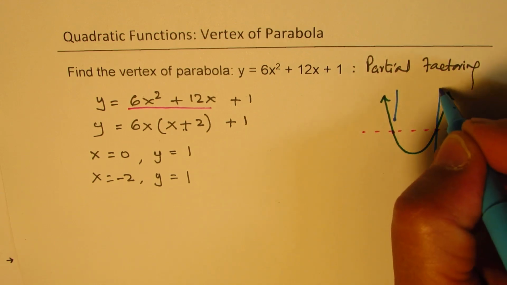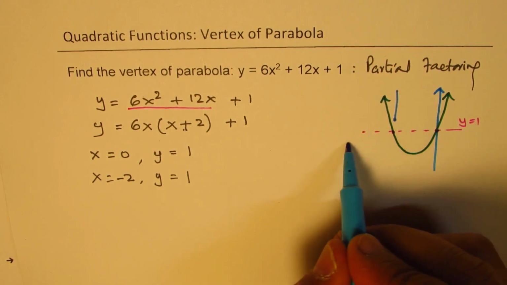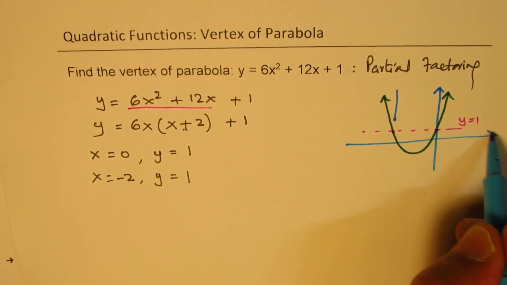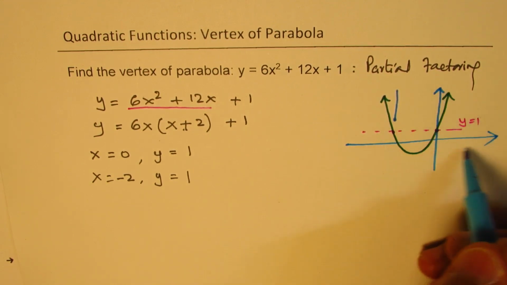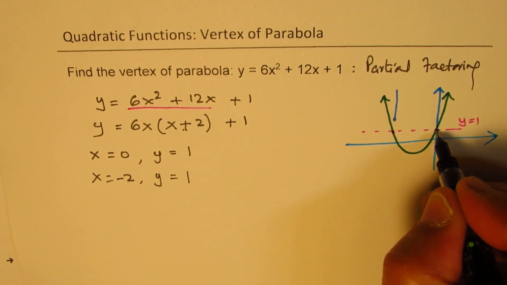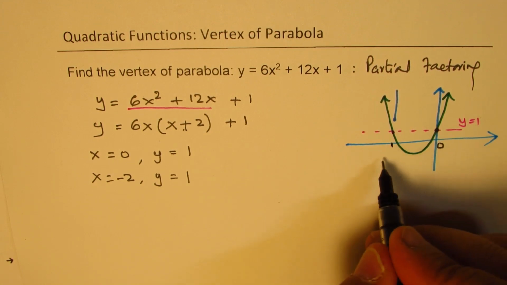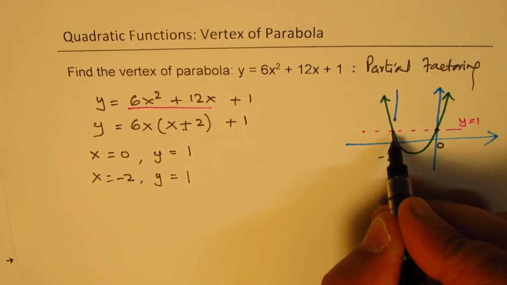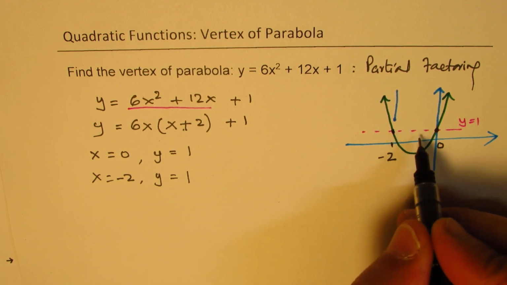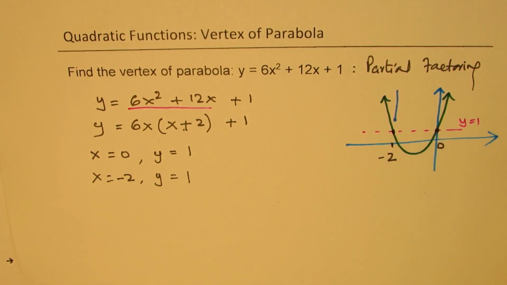So we'll draw the y-axis here. This is 0. We want y equals 1. So let's do it like this. That becomes our coordinate axis, right? So at 0, we have y equals 1. And at x equals minus 2, we have y equals 1. Perfect. So the line of symmetry should be midway, right?